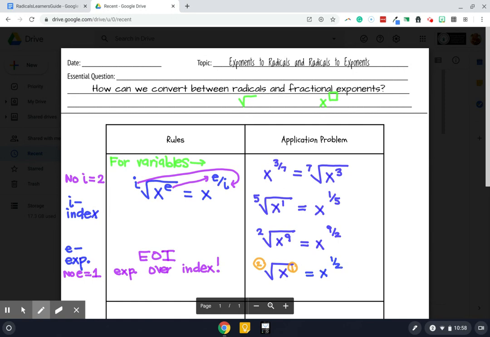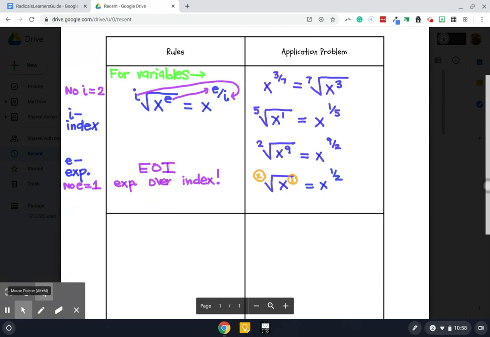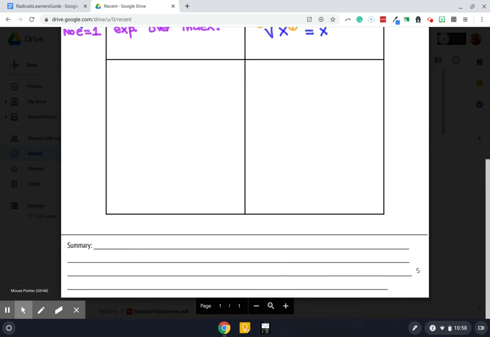So if you see square root, that is the same as x to the 1/2. Okay? So like I said, some pretty neat stuff happening here. Now we have a whole other box that we want to be able to dive into. So I'm going to do some scrolling here.